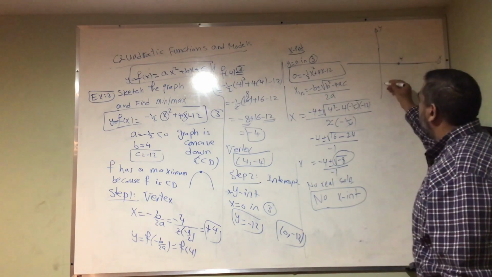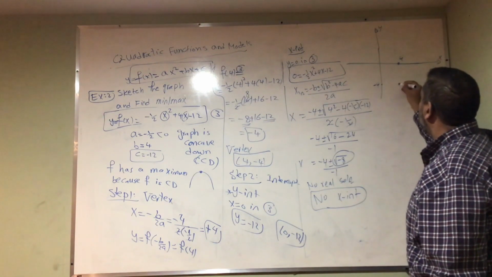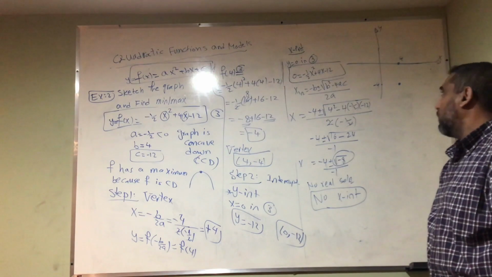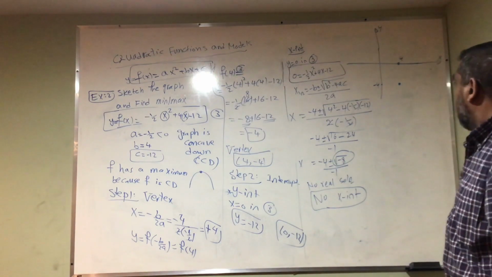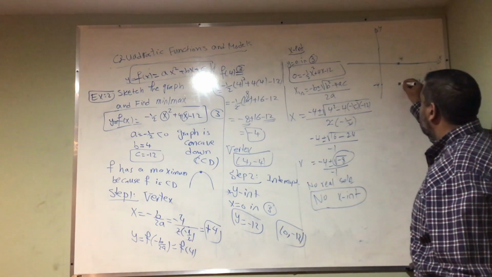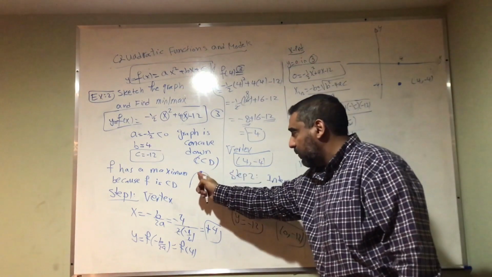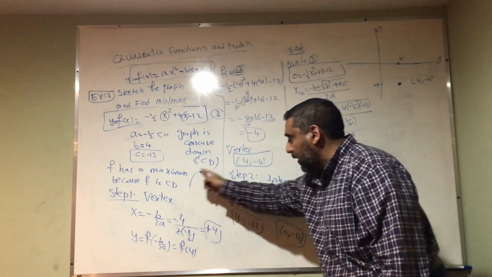Your x equals 4, but your y here equals minus 4. So I have to come here, guys. So that is y equals minus 4, right? So this vertex here will be (4, -4). That is my vertex at this point. So is the graph concave down or concave up? It's concave down, right?